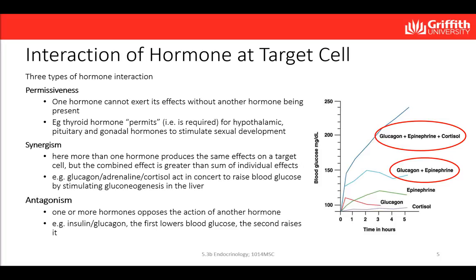Finally, antagonism occurs when one hormone opposes the action of another hormone. For example, insulin, which lowers the blood glucose levels, is antagonized by glucagon, which raises blood glucose levels.